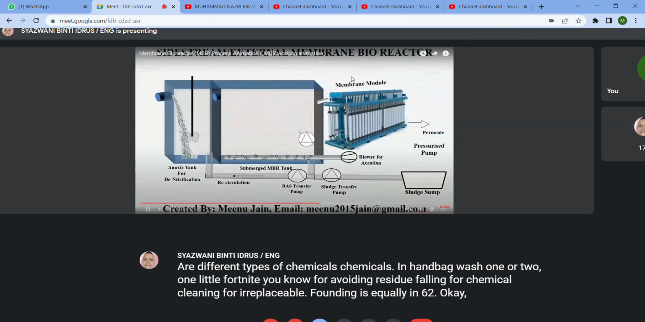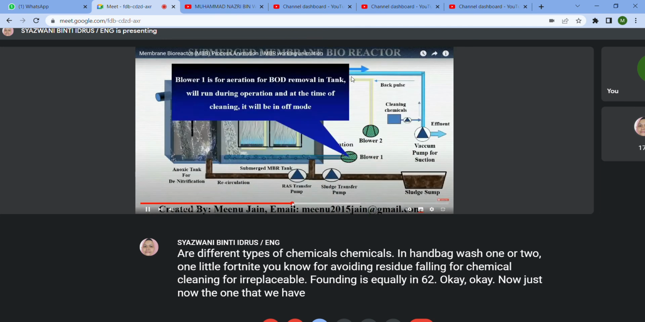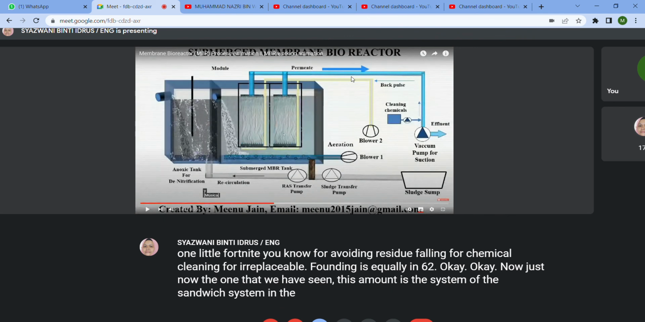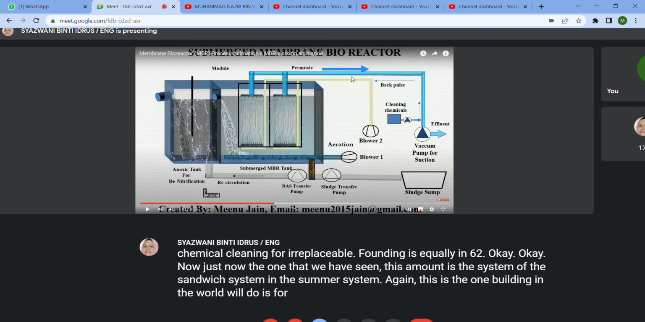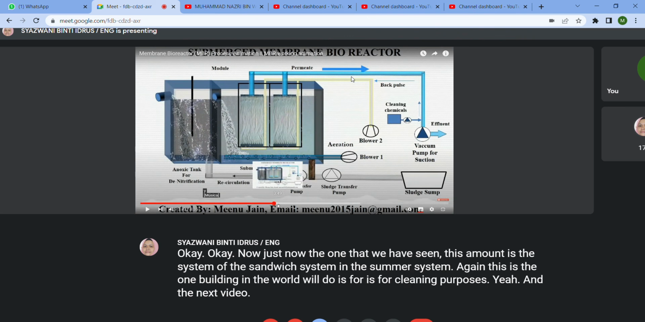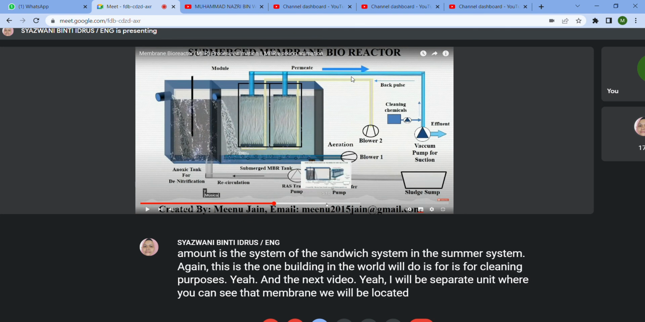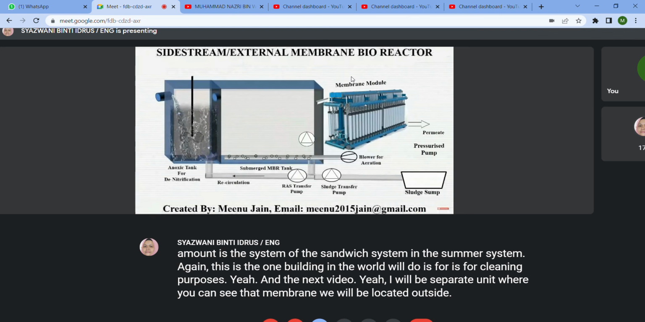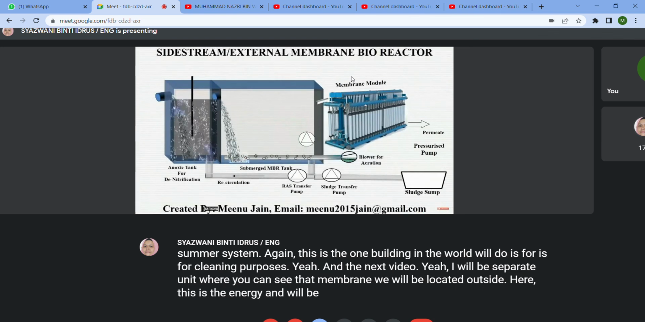Okay, just now, the one that we have seen is the submerged system. In the submerged system, again, this is blower 1 for the BOD removal. Blower 2 is for cleaning purposes. And the next video will be a separate unit where you can see that the membrane will be located outside the bioreactor unit. Okay, this is the tank for nitrification. Again, we have a blower for the aeration.